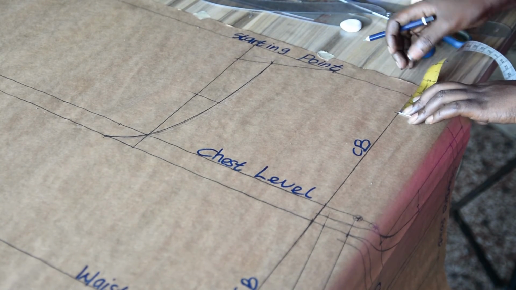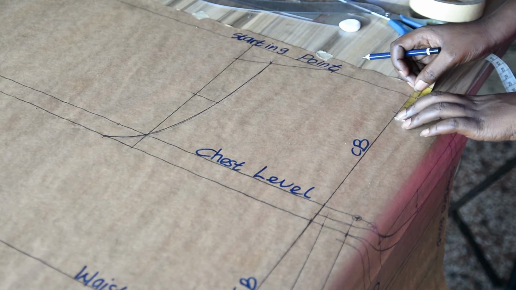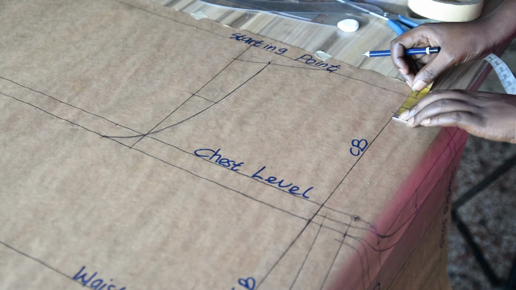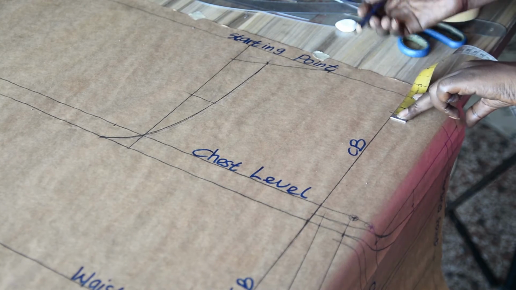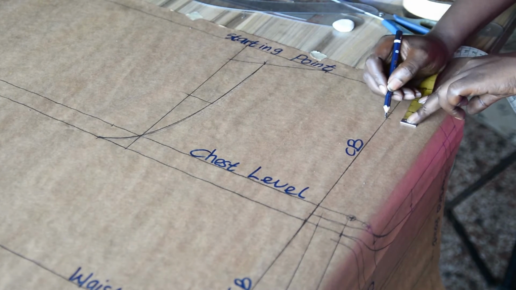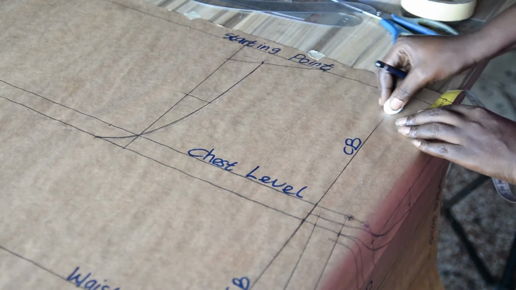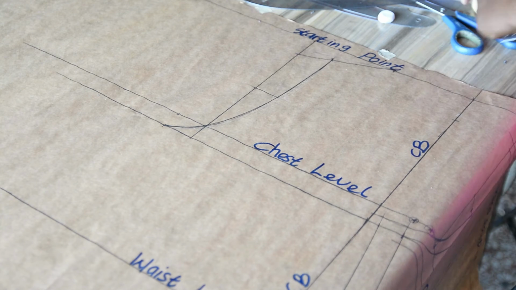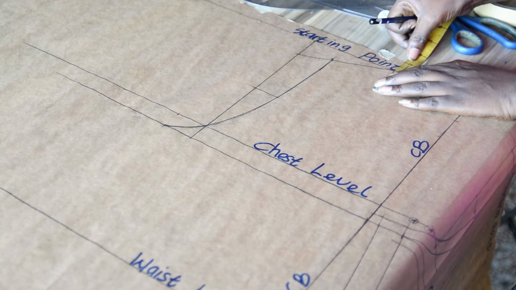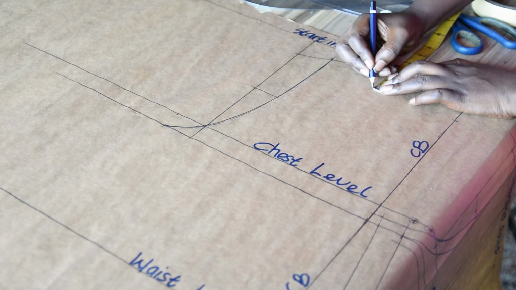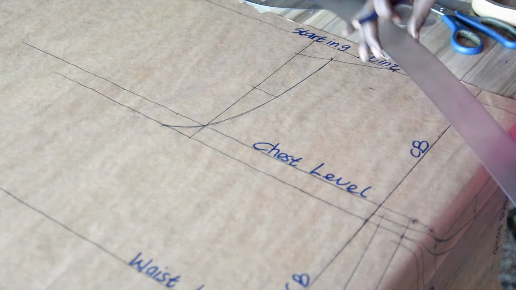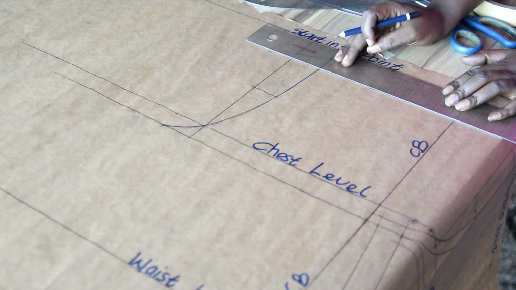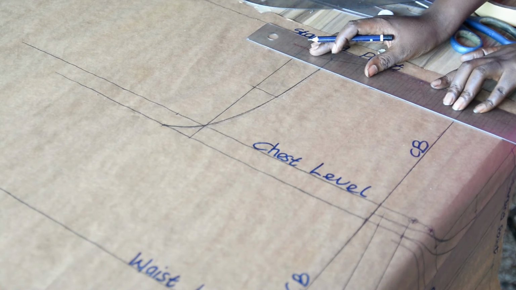which is here. Okay, let me use 2 inches because I want this to fall below the shirt collar. So I'll be using 2 inches. Then from this point also, I will measure the same 2 inches downward from the neck width point. Then I will connect it together to have a perfect straight line.